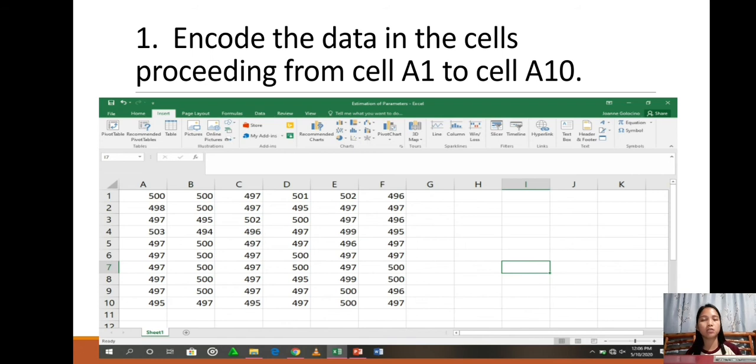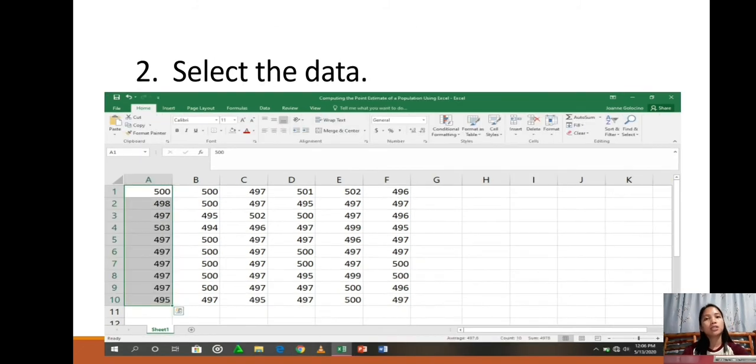Okay, so there are 9 steps. The first step is we need to encode the data in the cells proceeding from cell A1 to cell A10. The same with cell B1 to cell B10 until F1 to F10. This is sample 1 to sample 6. Okay, so for step number 2, we need to select the data. So I have selected the first data, or this is the first sample.